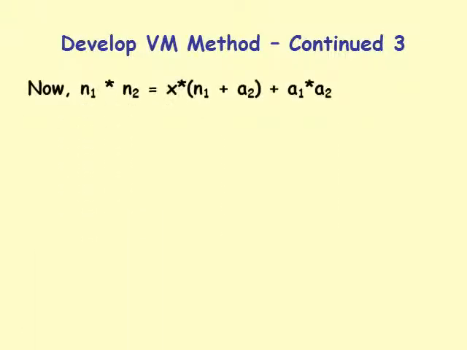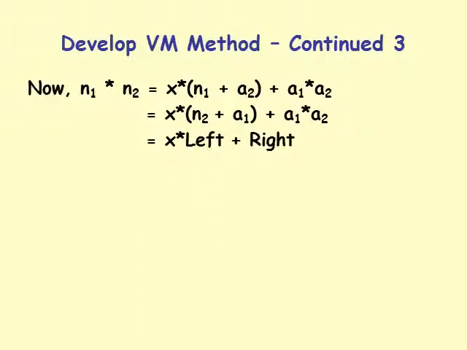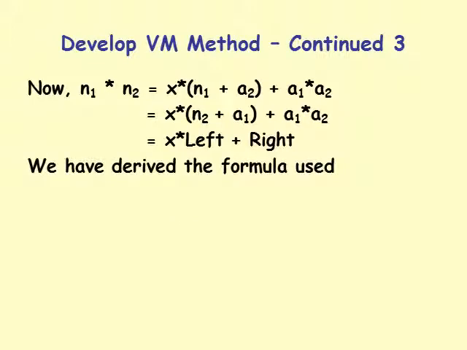All right, let's continue. We already know that n1 times n2 is equal to x times (n1 plus a2) plus the constant term, which we just established on the previous slide, and also equal to x times (n2 plus a1) plus the constant term a1 a2. Which is x times left plus right, and that's the formula we have been using. All right, let's take an example.